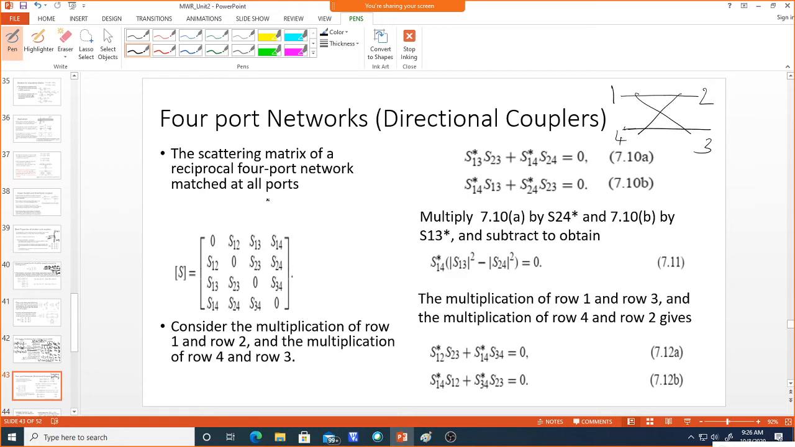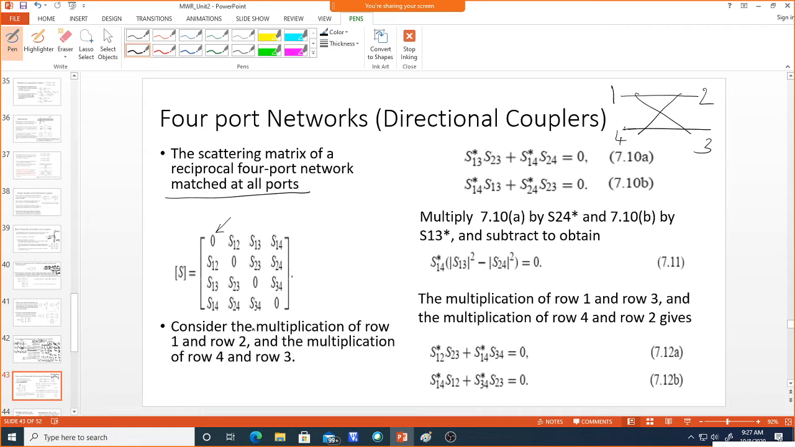So what will happen in the 4-port network? If you take the scattering matrix and I put the condition that all the ports are matched, that is, matched at all the ports, then your diagonal elements will become 0. That means if a particular port is matched, that S parameter will become 0. So now all the ports are matched, so the diagonal elements will become 0.